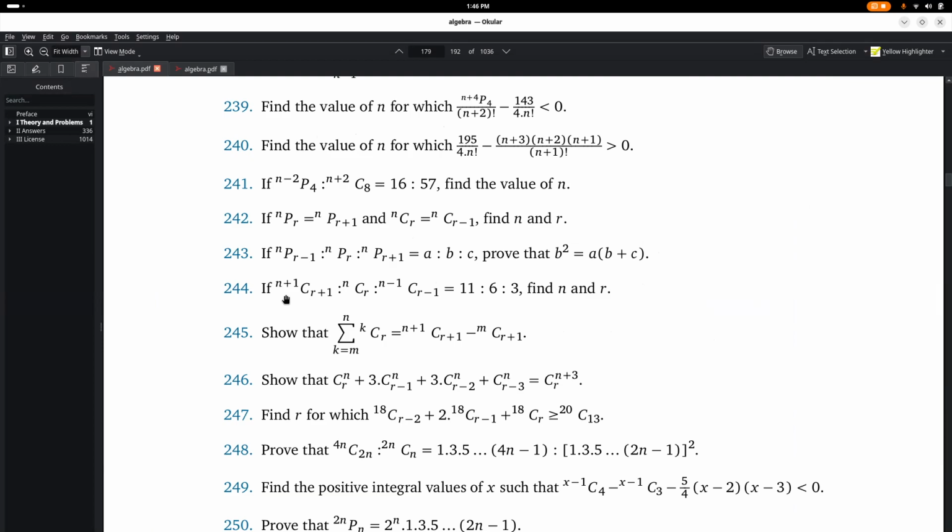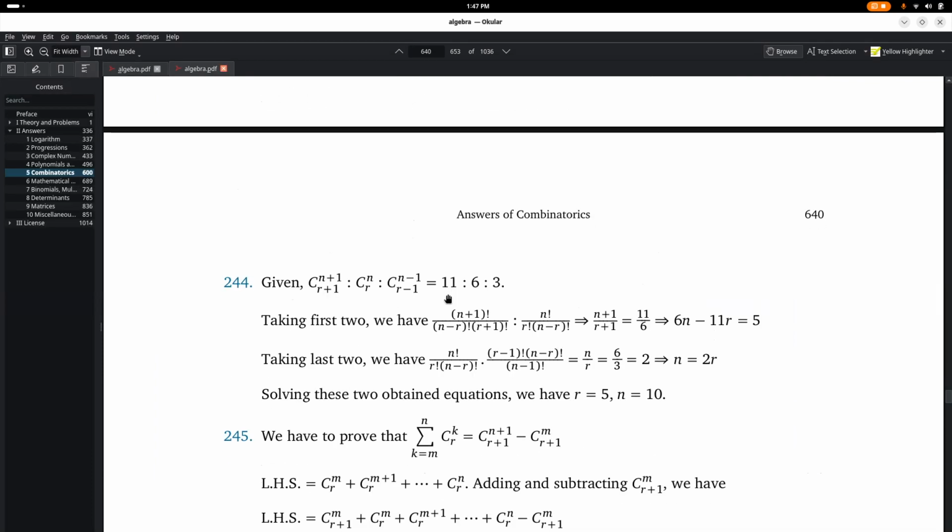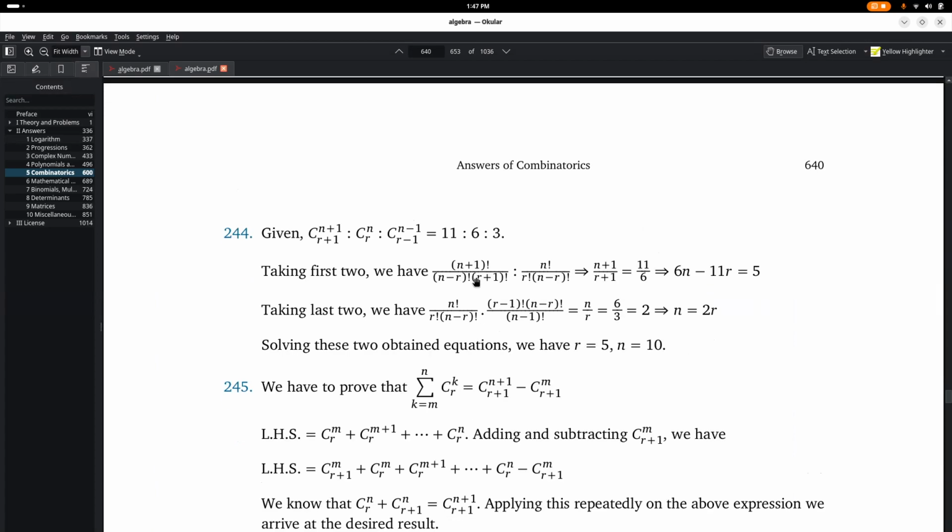Question 244 says that if (n+1)C(r+1) is to nCr is to (n−1)C(r−1) is equal to 11 is to 6 is to 3, then we have to find n and r. So this is given, and we take the first two, we get (n+1)!/((n−r)! multiplied by (r+1)!) is to n!/(r! multiplied by (n−r)!). So from this relationship, we get (n+1)/(r+1) is equal to 11/6, that is 6n−11r is equal to 5.